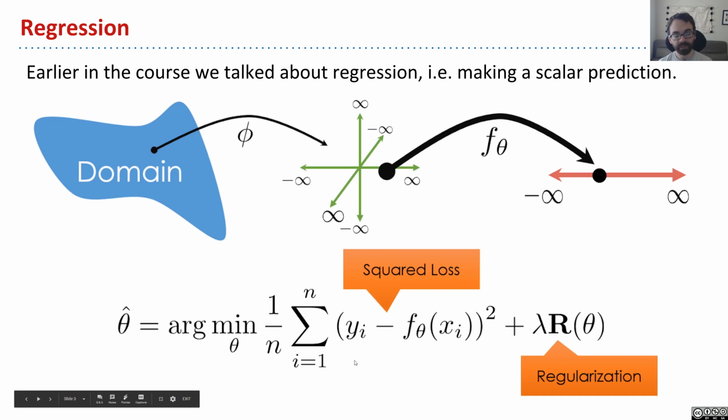And I don't have it here on the slide, but we found that the equation that solves this without the regularization is the normal equation. And once you add the regularization, it's just a slight tweak on the normal equation, assuming that we're using a linear model. Okay, so that's regression.